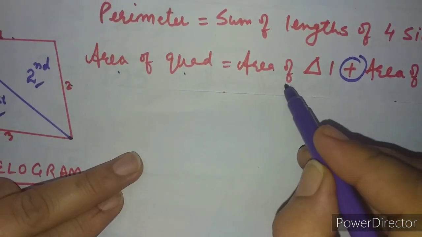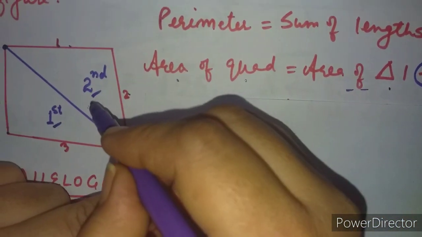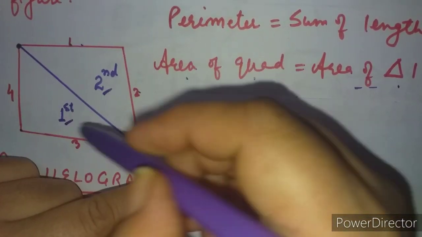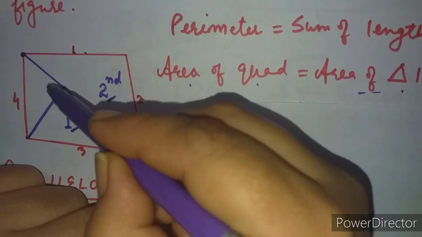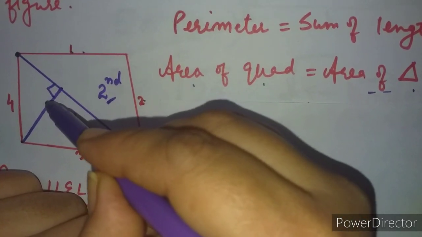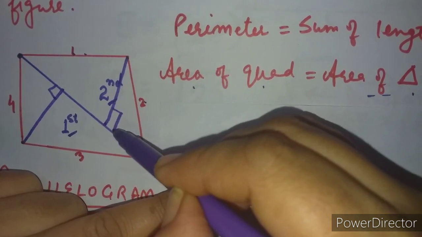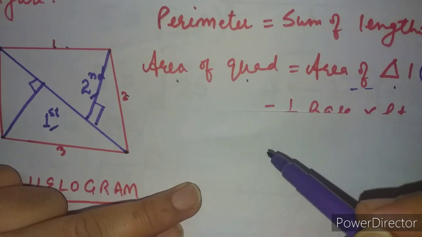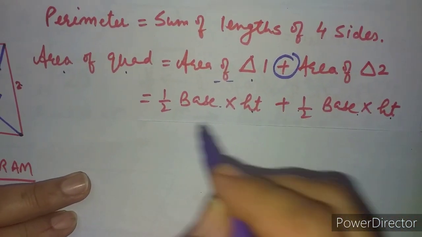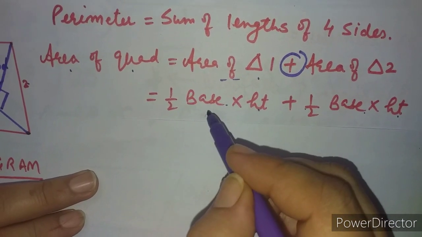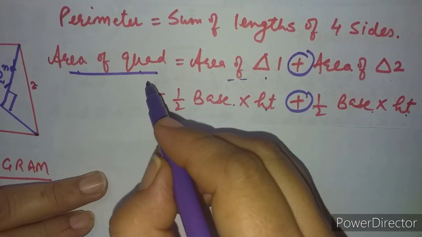The method of finding the area of triangle 1 and triangle 2, I told you in yesterday's video. We take this diagonal as the base, and for the first triangle this will be the perpendicular height or altitude, and for the second triangle this will be the perpendicular height or altitude. So taking half base into height plus half base into another height, we get the areas of both triangles. Simply adding them, we get the area of the quadrilateral.